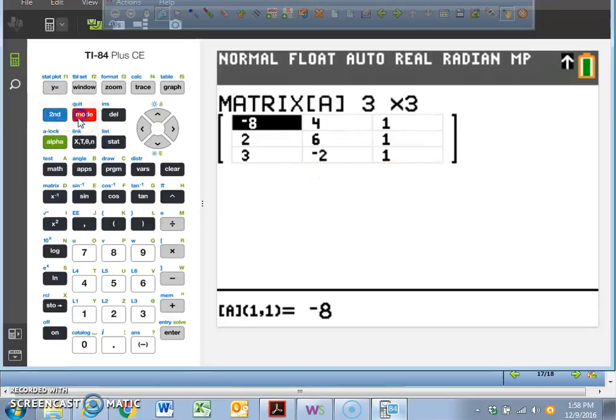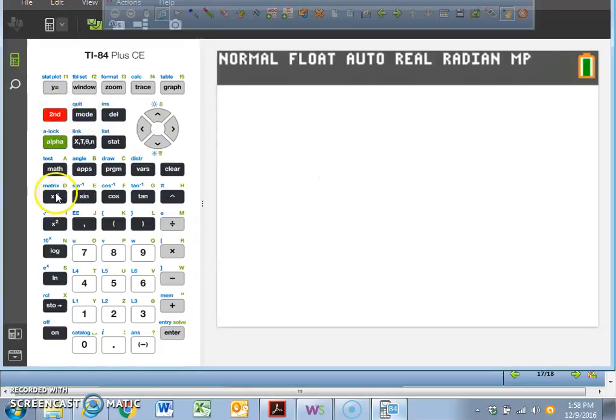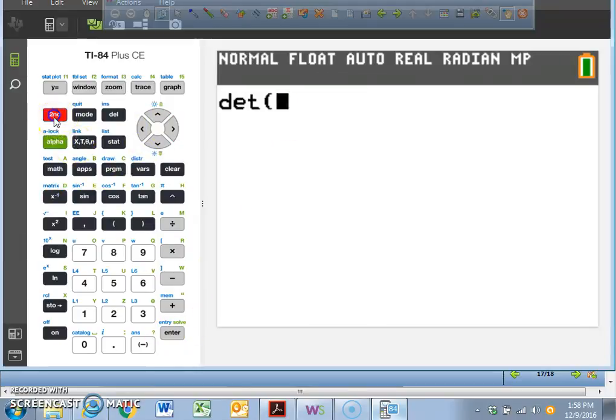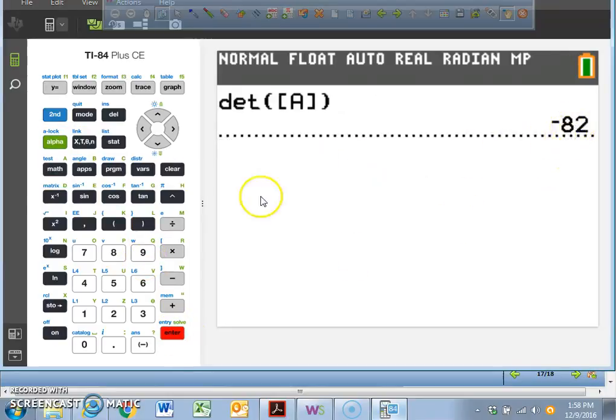So we're going to hit second, x to the -1. Go to the right where it says math, where you can find the determinant. And then we're going to hit second, x to the -1. We're going to select A. We're going to close it, press enter. That gets us a -82. Sweet, we did it right.